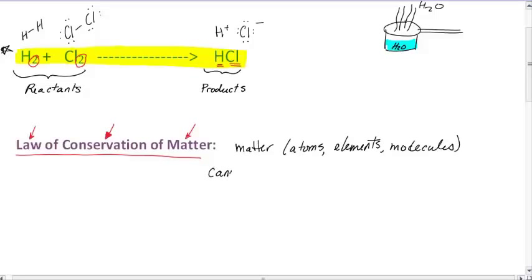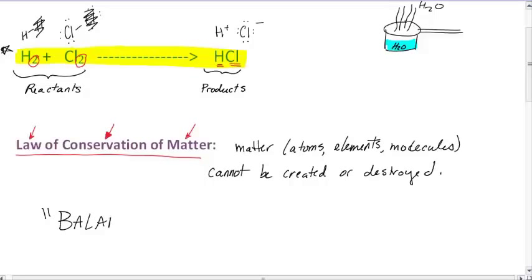cannot be created or destroyed. Okay? So I can't just destroy one of the hydrogens and one of the chlorines in this reaction. Right? They have to go somewhere. And so what we need to do is something called balance the reaction. And that's the big learning for today's lesson, is how to balance a reaction.